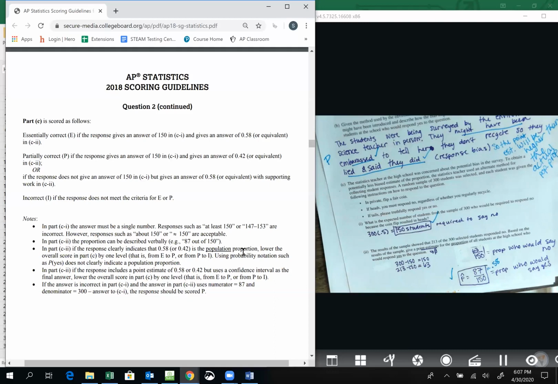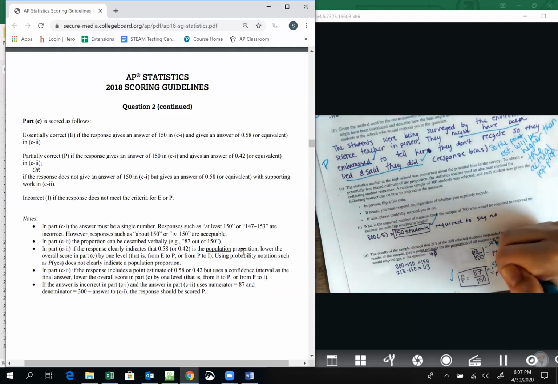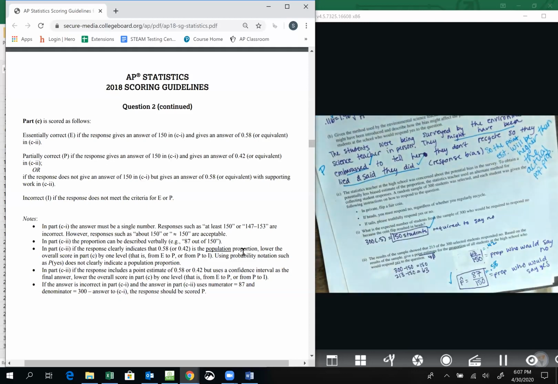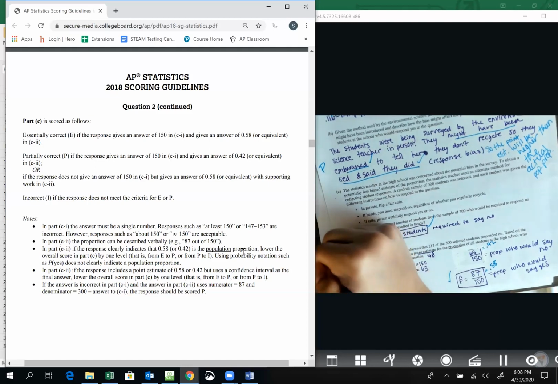Partially correct if you got the 150 correct, but then you gave an answer of 0.42. This is 0.42. If the response does not give an answer of 150, but gives an answer of 0.58 with supporting work in C-II. So I think it would have been much more likely that you missed this one, but not that one. Incorrect if you didn't get either of those.